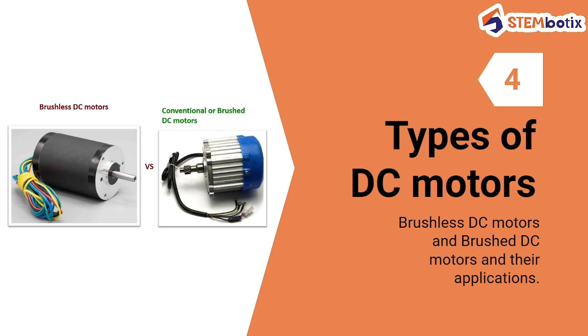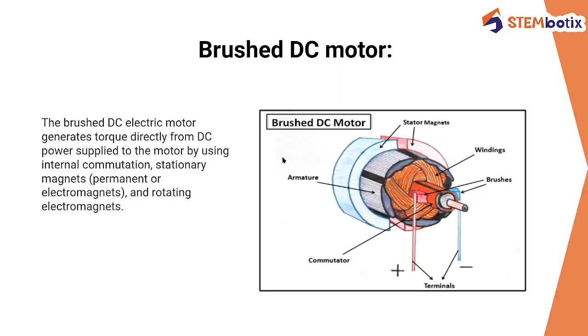Now, let's move forward to our fourth part of this section, which is the types of DC motor, which are brushless DC motors and brushed DC motors. So, this is the brushless DC motor and this is the conventional or brushed DC motor. As the name suggests, the main difference in both of them is one has brushes in it and the other one has no brushes at all.